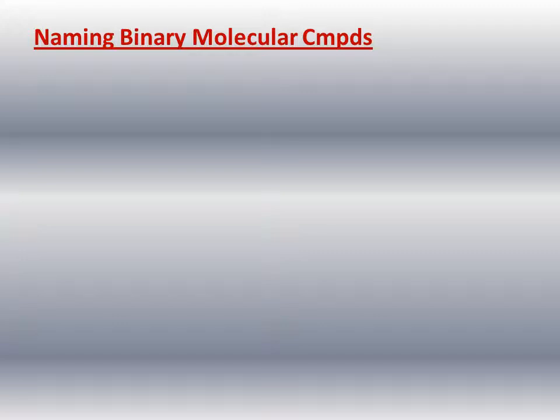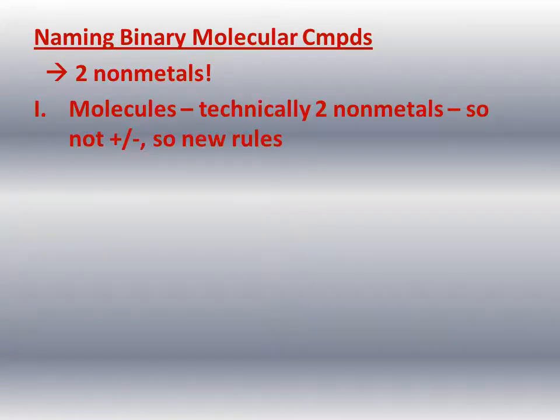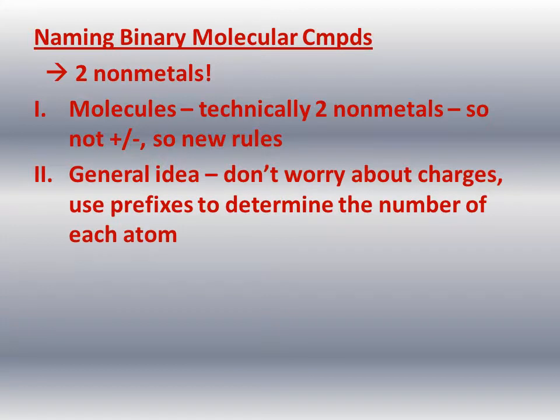Right now we're going to worry about binary, which means two, molecular compounds. So we're dealing with two nonmetals, and because we're sticking with binary, we're only going to deal with two at a time, and we're not going to worry about naming the complex ones. Molecules tend to be two nonmetals. They're not positive or negative, so there are some new rules for naming them. A general idea here: don't worry about charges.